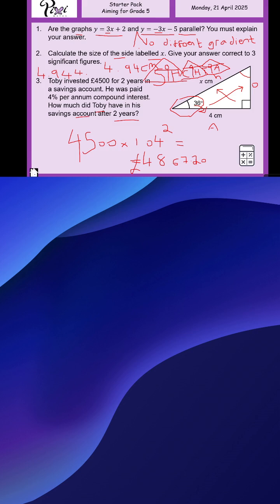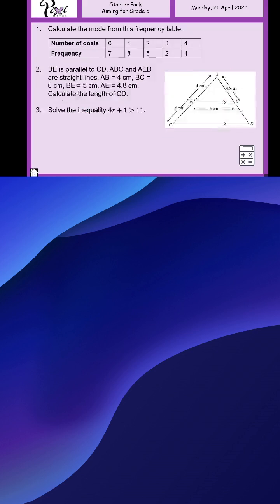Right, let's move on. Question number one. Hello, Evan. Welcome. So calculate the mode from this frequency table. Mode means the most occurring, so the one that appears the most. So which number of goals appears the most? Is it 0, 1, 2, 3, or 4? Drop in the chat.